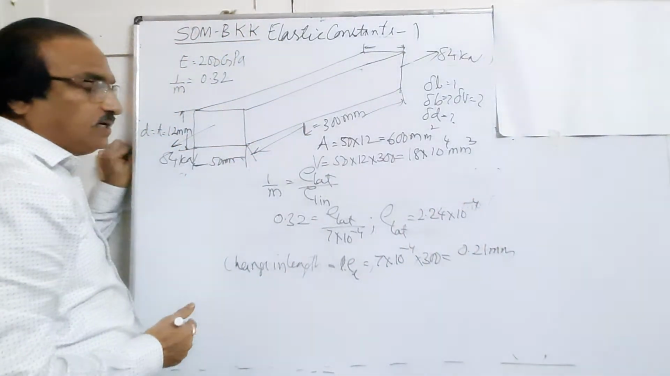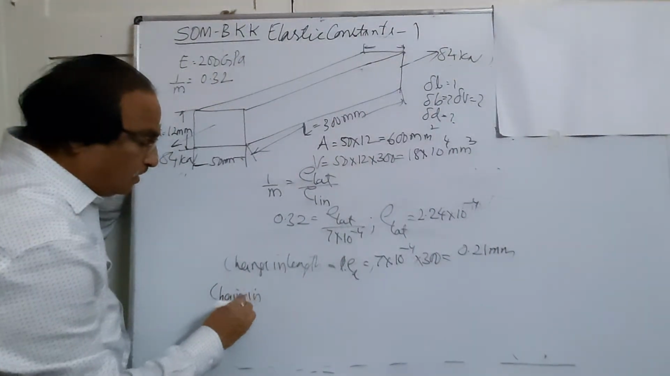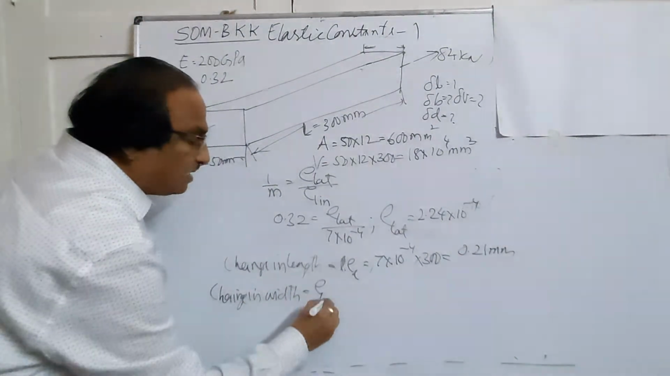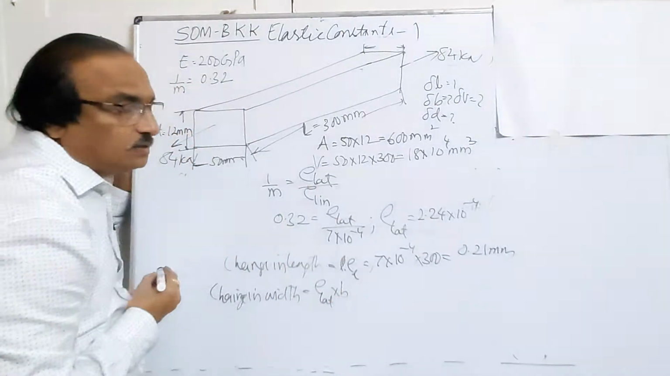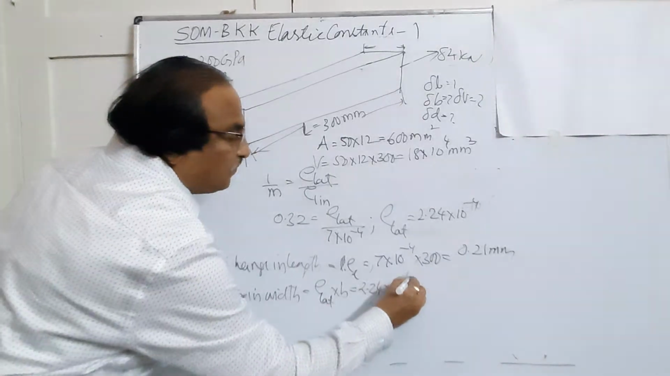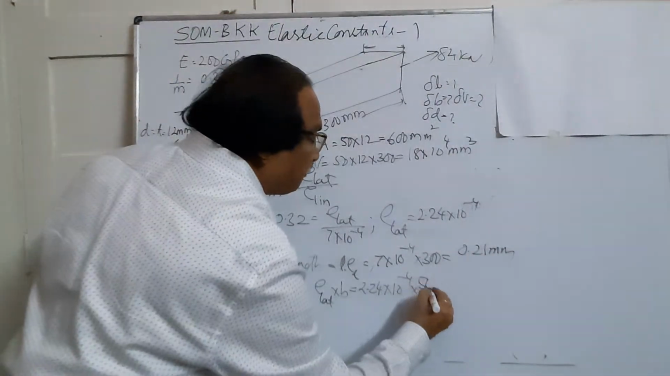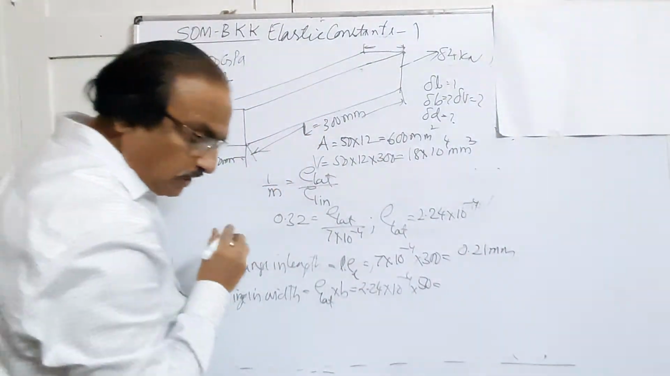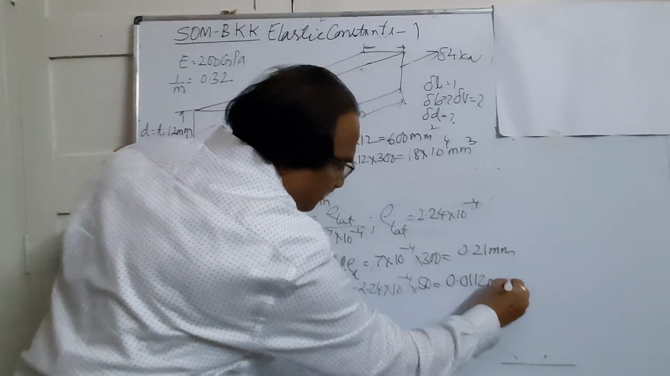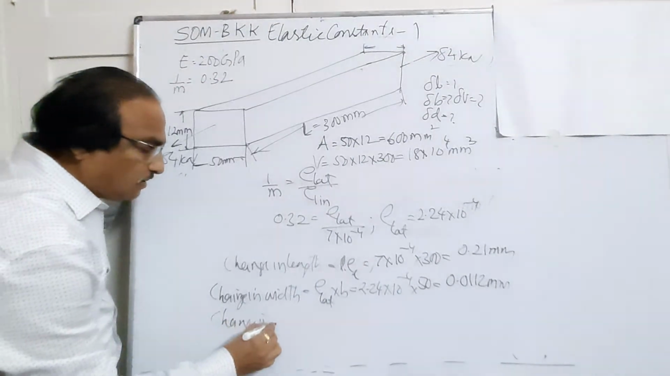Once you know the lateral strain, you can find out change in width. Change in width will be E lat into original width. So E lateral is 2.24 into 10 to the power of minus 4 into original width. Original width here is 50 mm. So if you simplify this, you get 0.0112 mm. This is the change in width.